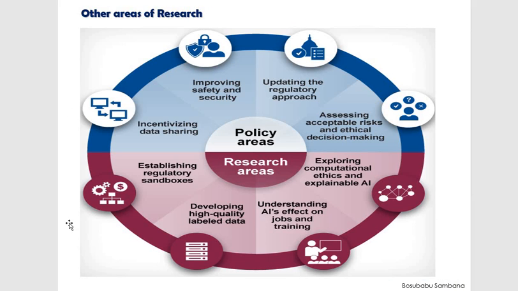Next, other areas of research. These are based on various researchers. We identified two categorizations. First one, policy areas. Second one, research areas. Policy areas are categorized into four factors. First one, incentivizing data sharing, improving safety and security, updating the regulatory approach, and assessing acceptable risk and ethical decision making. We know these same four factors, but we are discussing them more deeply.